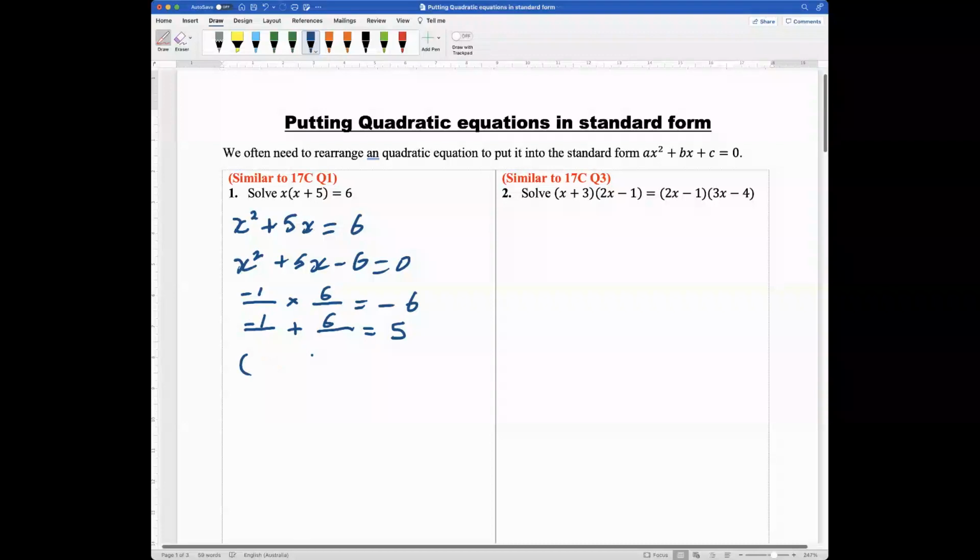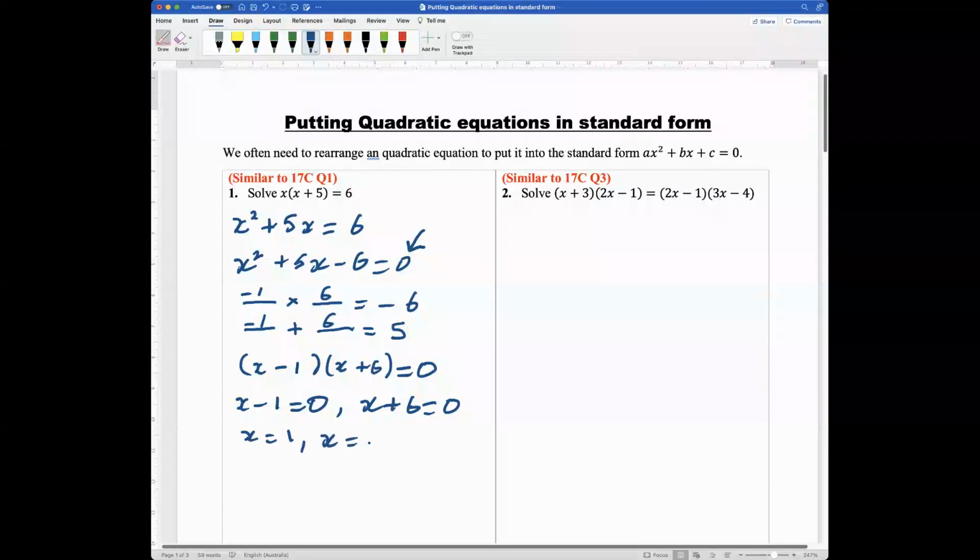So now you can go ahead and factorize that. You've got x minus 1 and x plus 6, and don't forget that is all equal to 0. Okay, you can split that up into two equations: x minus 1 is equal to 0, and x plus 6 equal to 0. So it gives you x is equal to 1, and x is equal to negative 6. And you can check those answers by substituting them back into the original equation.